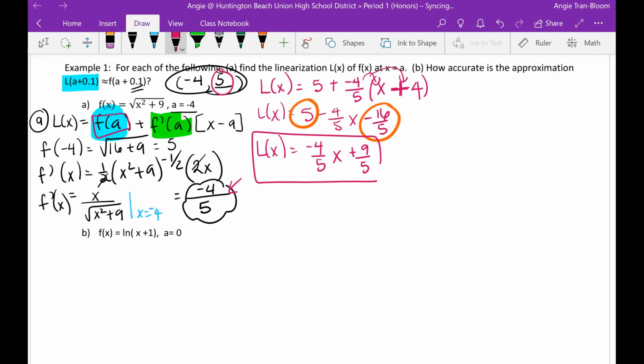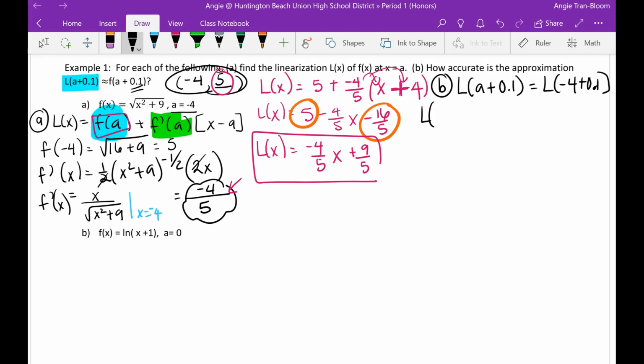Okay, so this is the linearization, which is the approximation of the function at a value a equals negative 4. Now, part B says, how accurate is this approximation? Okay, so what does that mean? I need to find out. Well, it wants you to plug in L of a plus 0.1. You already found L of x, so your a is negative 4 plus 0.1. So that's what I need to plug in. Okay, so L of negative 4 plus 0.1 is L of negative 3.9.